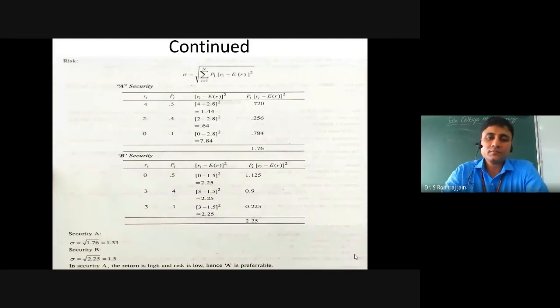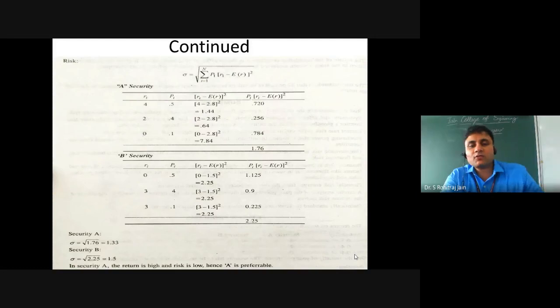Okay. In a similar way, I will be solving for security B. So whatever they have given in the question, the return and the probability, I have written here. And the third column is R minus E of R whole square. Please understand that, R minus E of R whole square. So expected return of security B is how much? 1.5. So 0 minus 1.5 square.